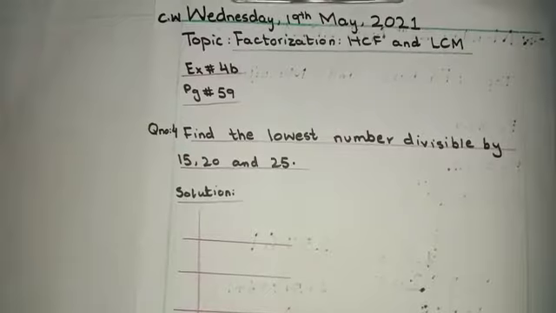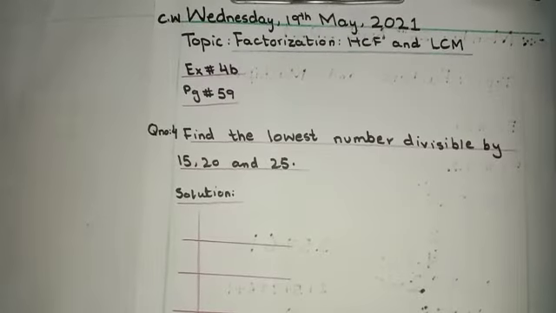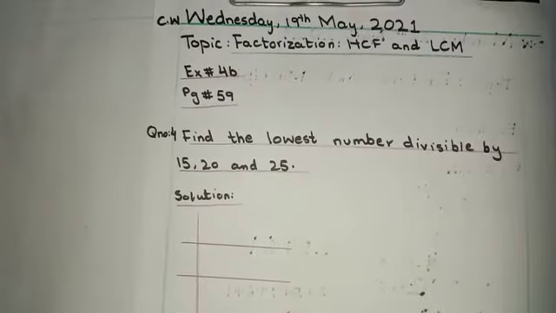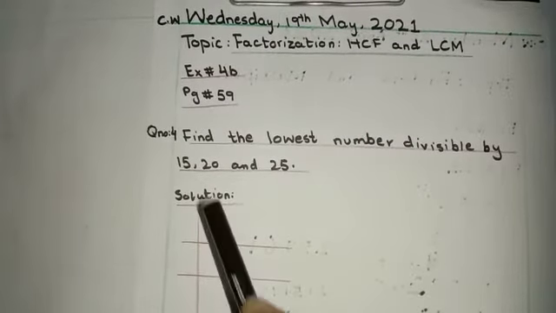Dear students, today is Wednesday, 19th May 2021. Our topic is factorization, HCF and LCM. This is the fourth chapter of your syllabus, exercise number 4B, page number 59. Today we are going to do questions number 4 and 5, in which we will find the LCMs, and you will be able to see some practical examples, or in which type of questions you can find the LCM. Let's start with question number 4.